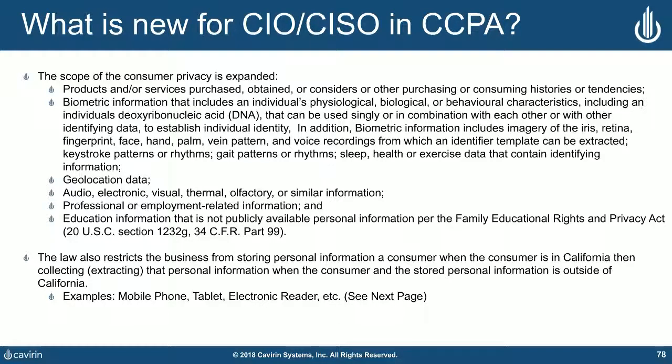The law also restricts the business from storing that personal information when the consumer is in California and then extracting it elsewhere. So specific to this would be, like I mentioned early on, you can have a mobile phone or a tablet or a reader where that data is there, it was collected in California, and then you might want to upload it back into your system. But since it was collected in California, it becomes protected even if I leave California. I live in San Francisco, I fly to Chicago to work, and the mobile app's like, oh, he's out of California. I still can't take that data because it was really from a California citizen.